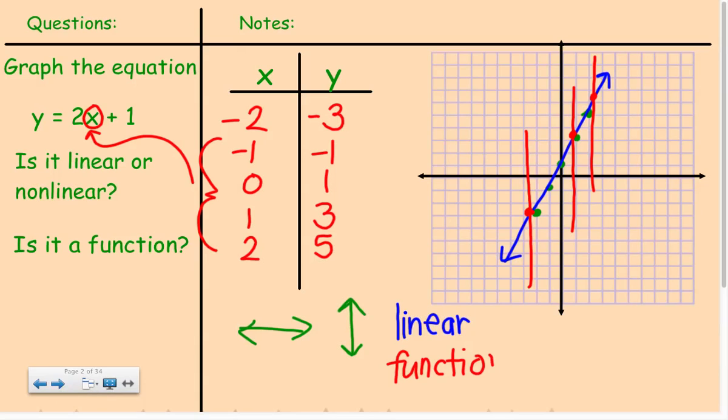So there are 4 parts to your answers on these questions. The first part is the table, second part is the graph, third part is writing that it's linear, fourth part is writing that it's a function. So there's 4 parts to your answer.